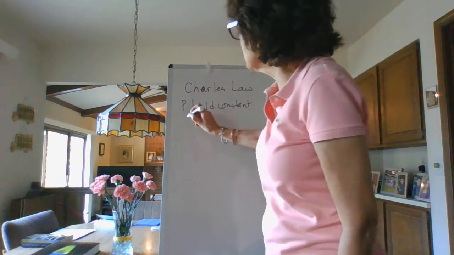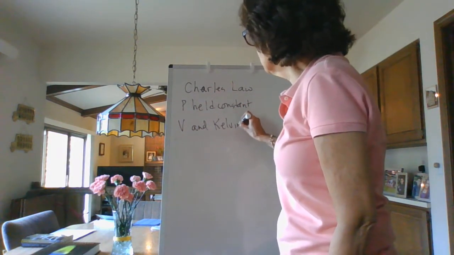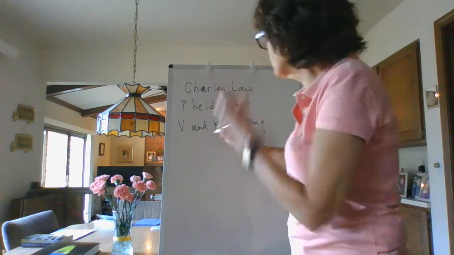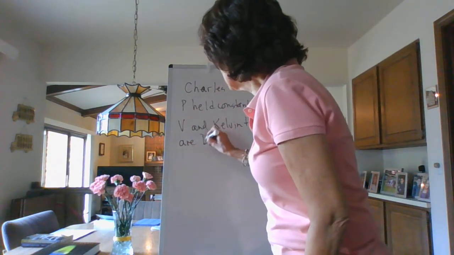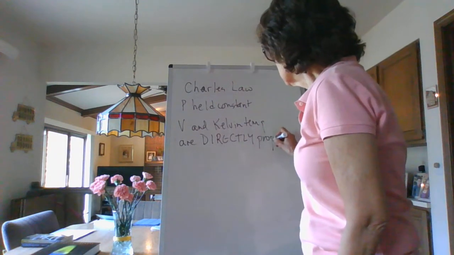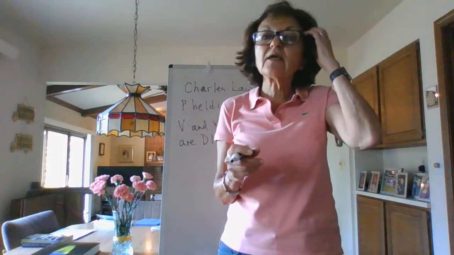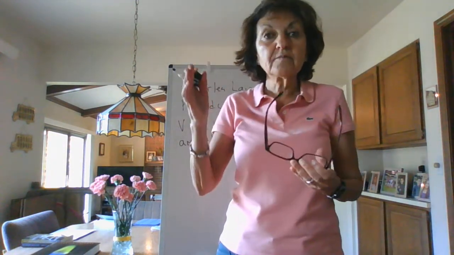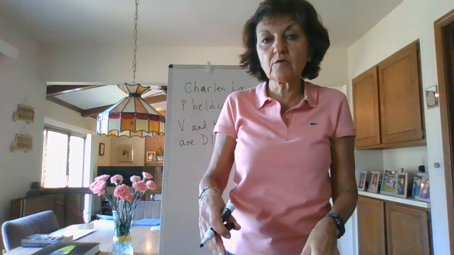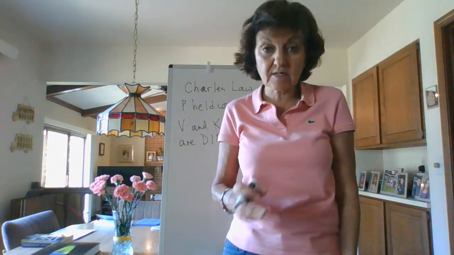And what basically this says is that volume and Kelvin temperature, it has to be Kelvin, not Celsius, are directly proportional. Directly proportional, meaning as the temperature goes up, volume goes up. As the temperature goes down, volume goes down. And the temperature must, and I repeat, must be in Kelvin.